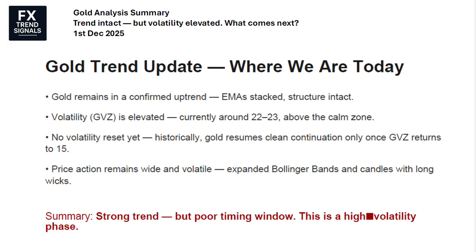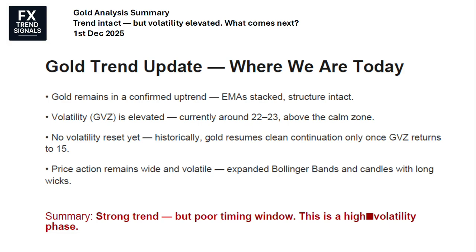So the volatility hasn't reset from the previous move higher. Historically, gold resumes clean continuation only after GVZ returns back to a base level, and as we've proven from the previous slide, this value is around 15 in the current trend. Price remains wide and volatile. If we looked at the Bollinger Bands, which we didn't do today, you would see that the Bollinger Bands would be wide, candles would be wide, they would be making very large daily highs and lows.